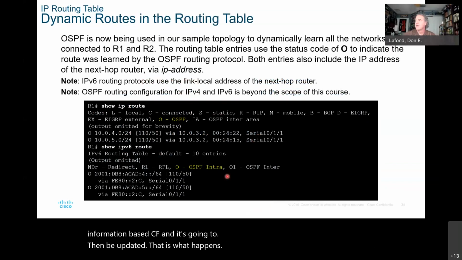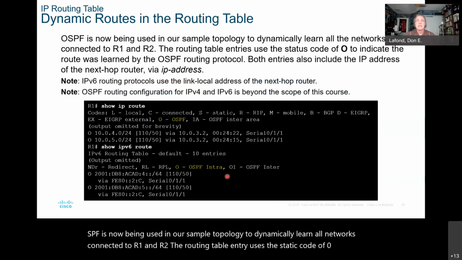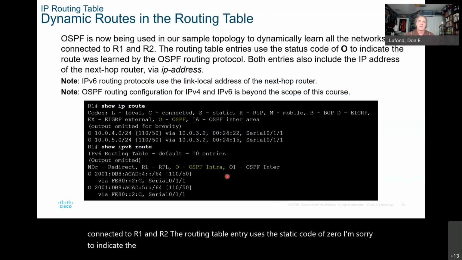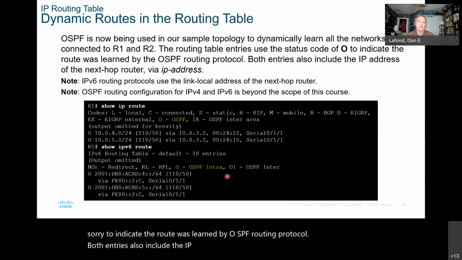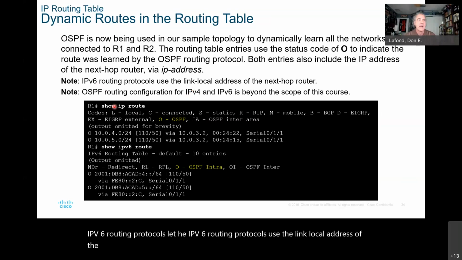OSPF is now being used in our sample topology to dynamically learn all networks connected to R1 and R2. The routing table entry uses the code O to indicate the route was learned by the OSPF routing protocol. Both entries also include the IP address of the next hop router. IPv6 routing protocols use the link local address of the next hop router, and it also has to have the exit interface if you're using the link local address.